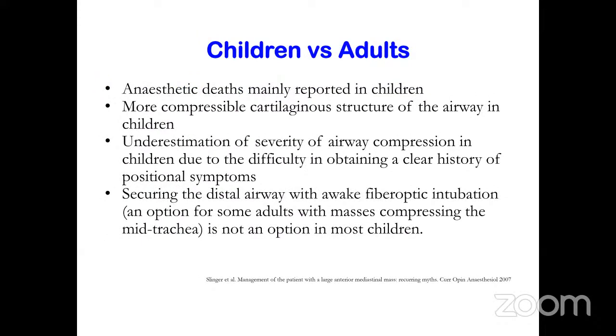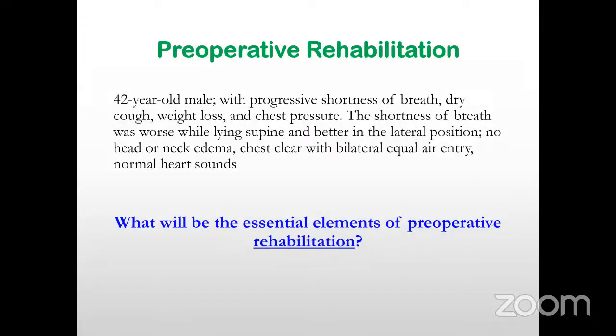Children versus adults. Children, as I mentioned earlier, have a little more chance of complete airway obstruction because they have compressible cartilaginous structures, and hence you should be very careful when you are managing these kids for perioperative management.